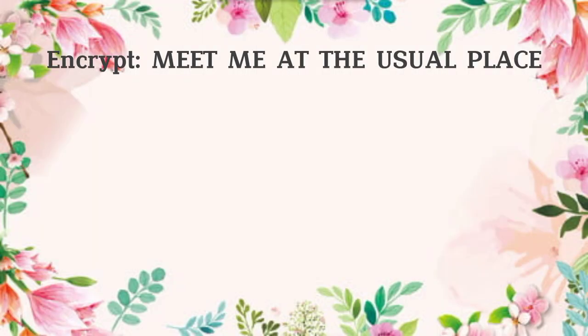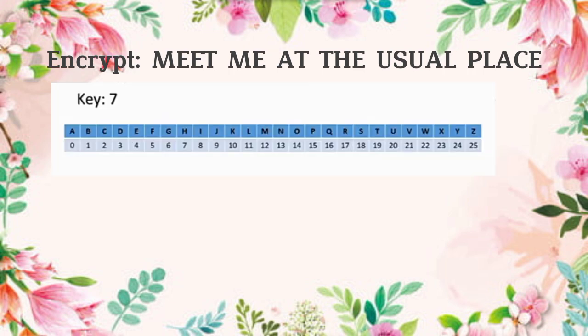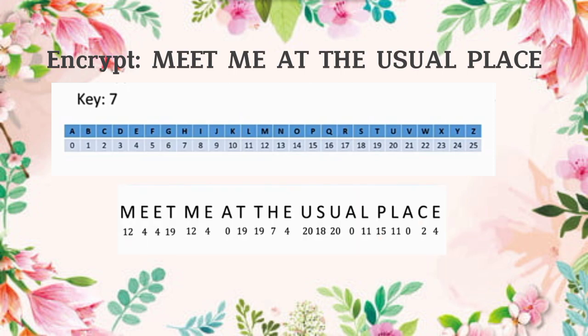Suppose you would like to send the message, "Meet me at the usual place," to a friend, and you would like to encrypt it so even if it gets intercepted, no one will know what it is except your friend, who knows that K is 7. To encrypt this using the Caesar Cipher method, we assign the numbers from 0 to 25 to the letters in the alphabet as shown. Next, we determine the numbers corresponding to the letters in the message. So M is 12, E is 4, again E is 4, T is 19, and these are the rest of the numbers. Notice that these numbers represent their positions in the alphabet.